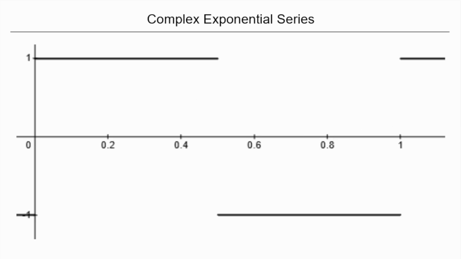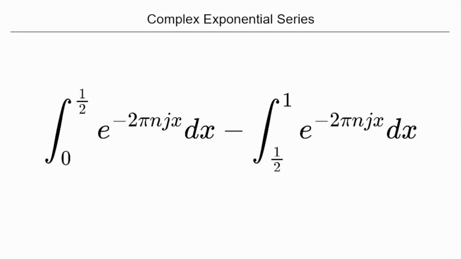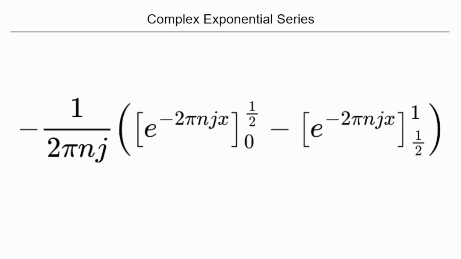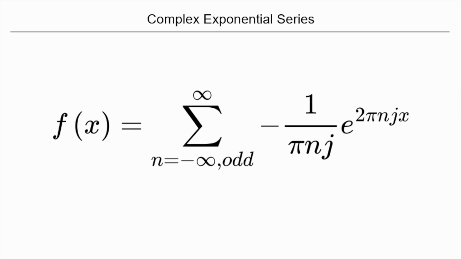So let's do an example now. What are the coefficients Cn? Well, we can just plug in the formula. The period is 1, so it goes from 0 to 1. If we plug in f of x, we get this. Calculating these integrals, something like this. Plugging in the 1/2 and 0 and 1. And if n is odd, Cn equals minus 1 divided by pi nj. So we get this. n goes from minus infinity to infinity, not at 0, of this, minus 1 over pi nj, e to the 2 pi njx.